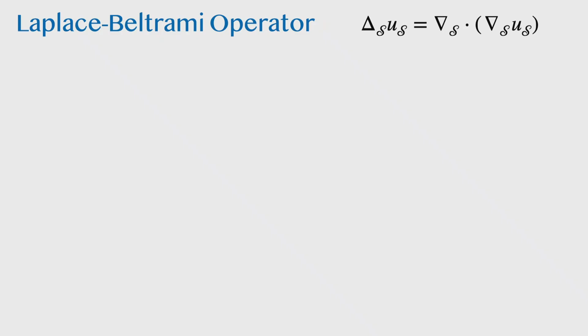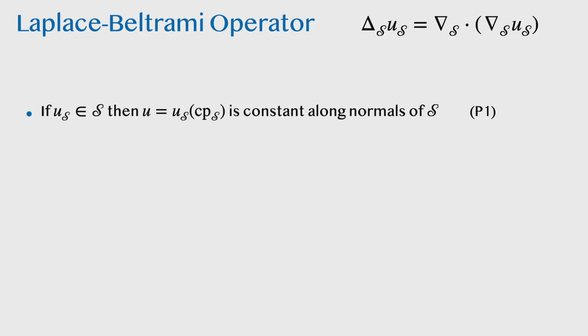So let's go through an example now of how the three properties are used for the Laplace-Beltrami operator. You have some surface function u_S, and you use the closest point extension to get u constant in the normal direction of S by property 1. And since it's constant in the normal direction, the Cartesian gradient of u is equal to the manifold gradient of u_S on the manifold by property 2.